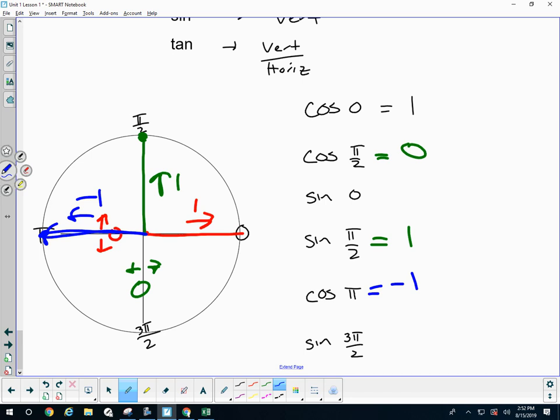I don't have this memorized. I think about it. What's the sine of 0? Why? I don't go up or down at all to get here. I just go to the right 1. I do not go up or down. Sine of 3 pi over 2, -1.